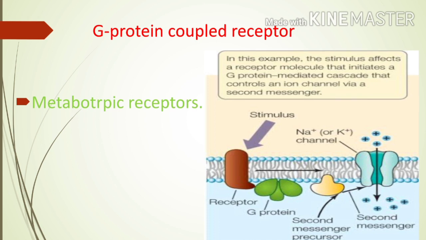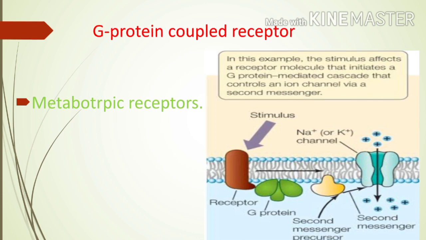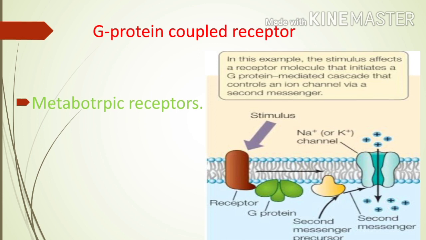G-protein coupled receptors are also called metabotropic receptors, and these are present on the membrane. When these receptors are activated, they act on ion channels or enzymes. When agonists act on G-protein coupled receptors, G-protein acts on enzymes like adenylyl cyclase, guanylyl cyclase, phospholipase C, and generates second messengers like cyclic AMP, cyclic GMP, IP3 and DAG.